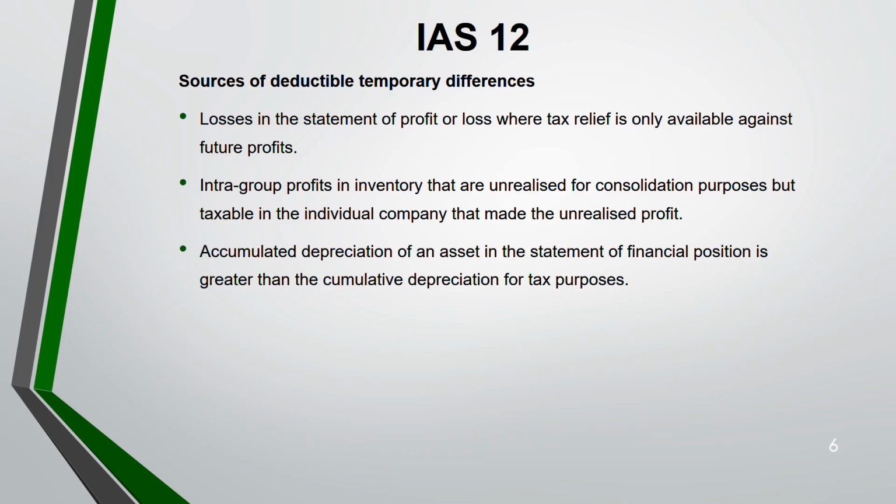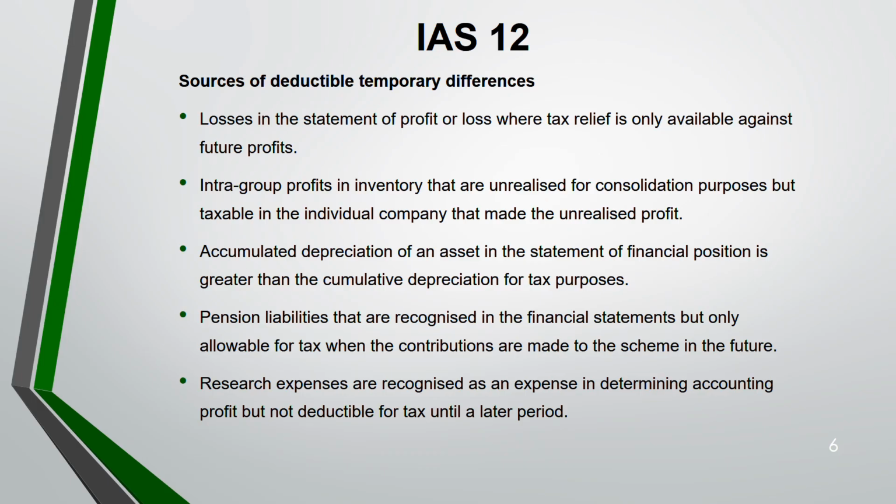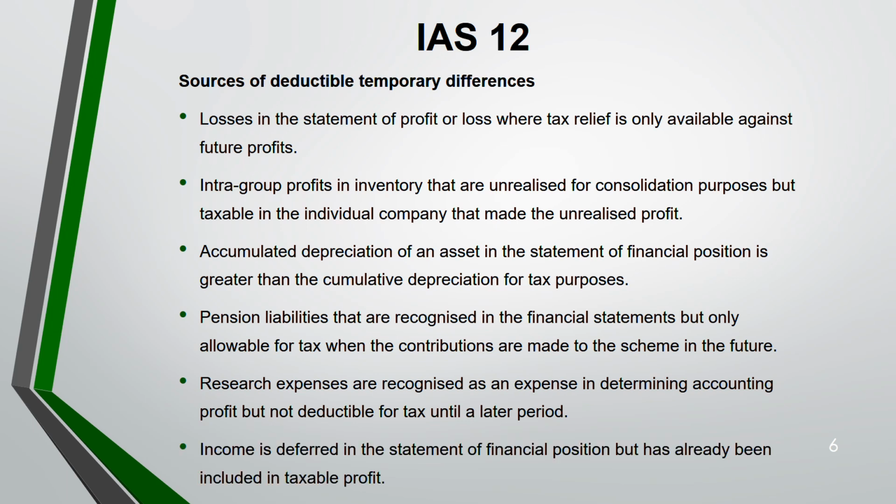Accumulated depreciation in the statement of financial position is greater than the cumulative depreciation for tax purposes. Pension liabilities recognized in the financial statements but only allowable for tax when contributions are made to the scheme in the future. Research expenses are recognized as expense in accounting profit but not deductible for tax until a later period. And income deferred in the statement of financial position but already included in taxable profit. So these are sources of deductible temporary differences.